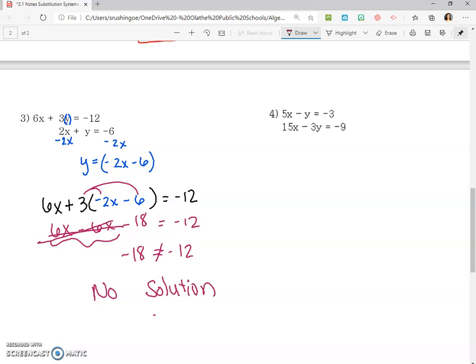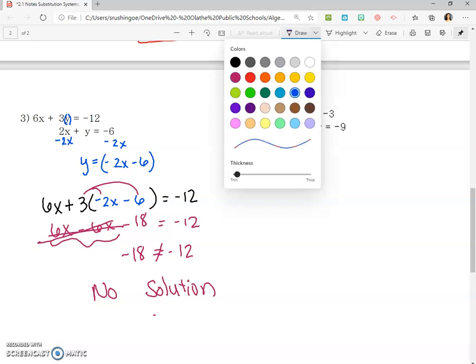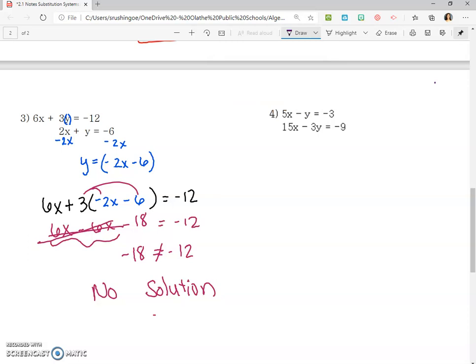So go ahead and try number 4. You can pause, check when you're ready. I would get that y alone. Make sure it's a positive y, so maybe move it over and then undo your 3 to the other side. So like add y, and then add 3, add 3. So that's going to give you y equals 5x plus 3. Now we can plug that in for that y.